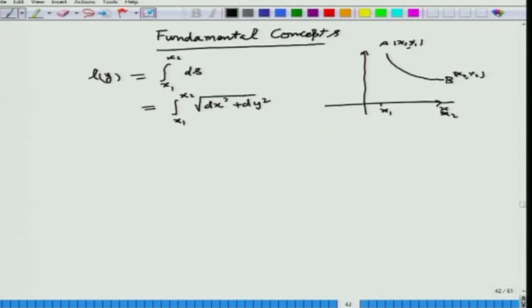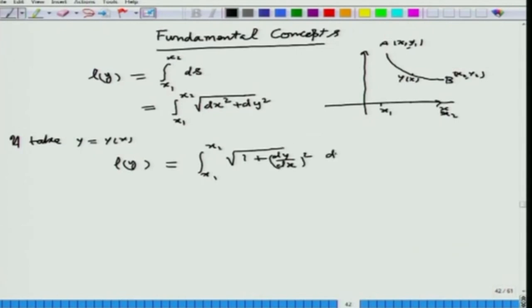Now, if we treat x as a parameter and take y as a function of x, then this is y(x), and for each x, the point (x, y(x)) is on the curve, that is the graph of the curve. Then L(y) is given by the integral from x1 to x2 of square root of 1 plus (dy/dx) square, and this dx comes out here. Here x is a function of x itself, that is the identity function, and so dx/dx gives you 1.